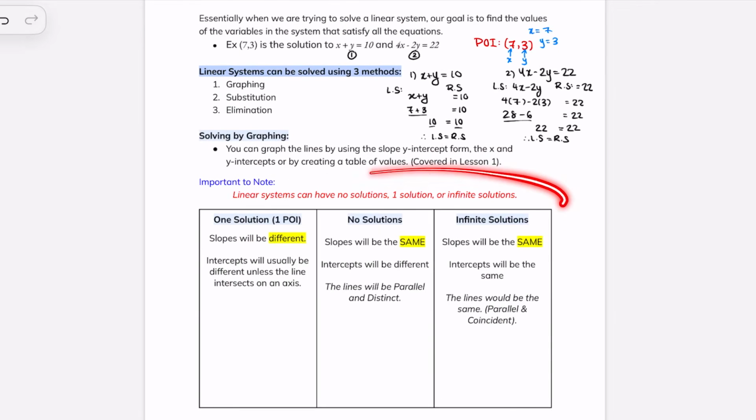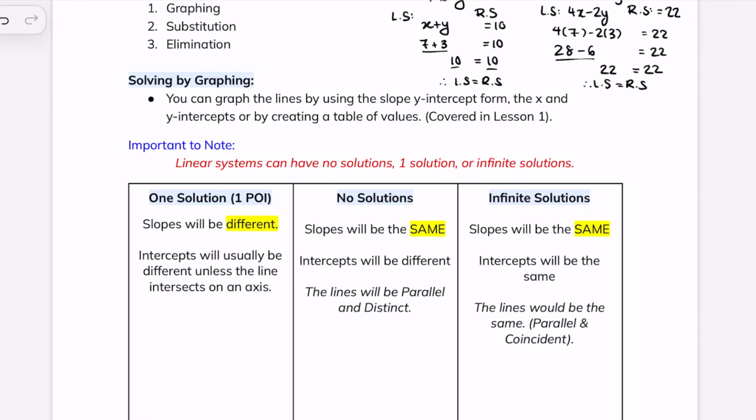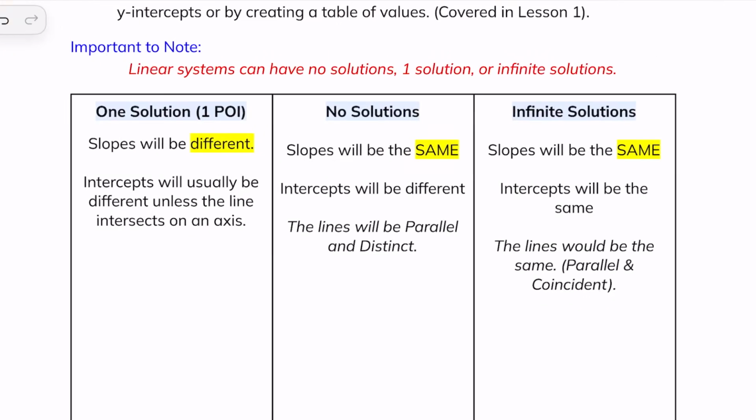Now this is a little bit of the conceptual or theory behind this unit. It's not hard, it's very straightforward. I'm going to do my best to try and explain it to you.